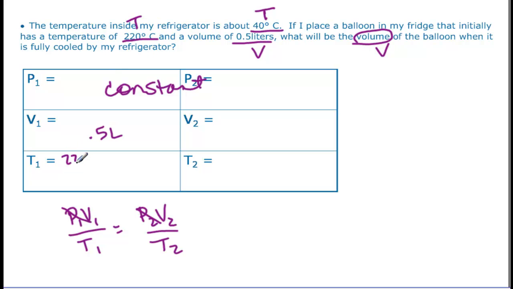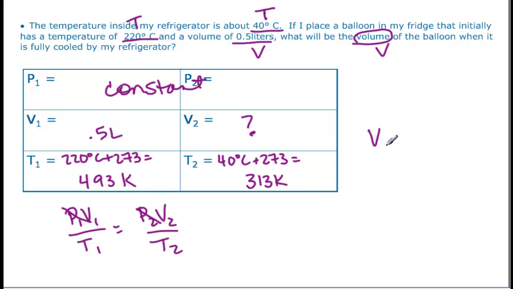Now be careful here because this volume does start at 220 degrees Celsius. It's a hot balloon. Because this is in Celsius, I have to add 273 to that and get my Kelvin temperature before I go on. So that is going to be 493 Kelvin. Now V2 is what I'm looking for after it cools. The temperature it's going to cool to is 40 degrees Celsius. So again, I am going to change that to Kelvin, and I get 313 Kelvin. Now, temperature is decreasing, so what should happen to the volume? It should also decrease. So let's do our math and check that out.